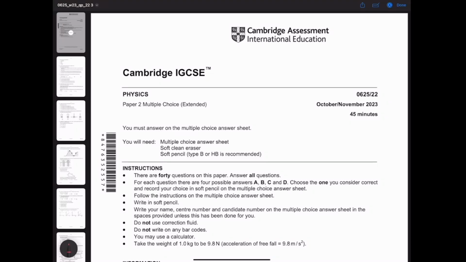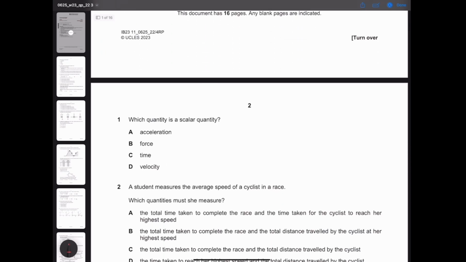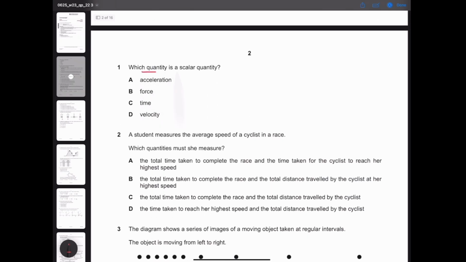The paper we are solving today is IGCSE Physics October-November 2023, paper number 22. Now, starting with the first question, which quantity is a scalar quantity? We know that a scalar quantity is the one which does not require direction. Acceleration is a vector quantity, it needs direction, so it is not the answer.